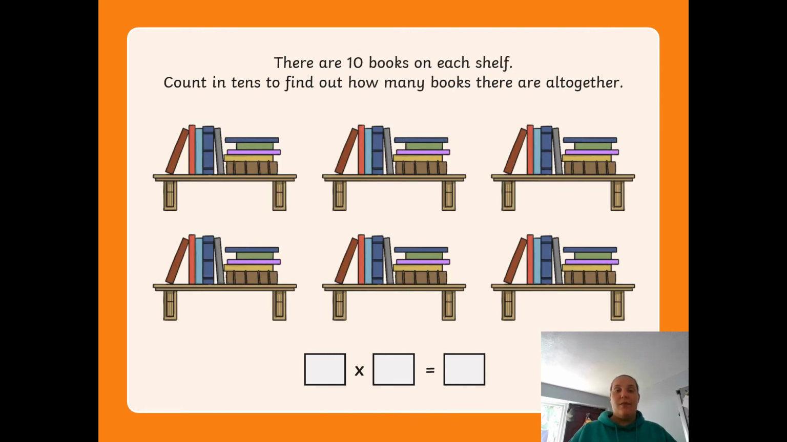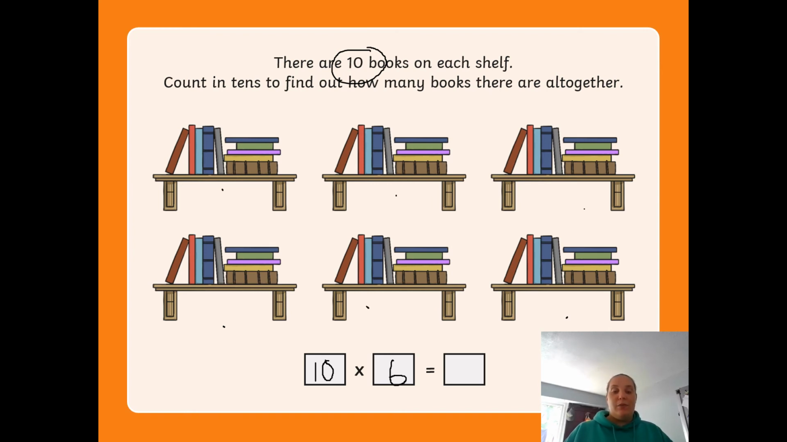So this time we need to read the information. We've got 10 books on our bookshelf. So let's check. We've got 1, 2, 3, 4, 5, 6, 7, 8, 9, and 10. There is in fact 10 books on our bookshelf. How many bookshelves have we got all together? We've got 1, 2, 3, 4, 5, and 6. So we've got 6 bookshelves all together.